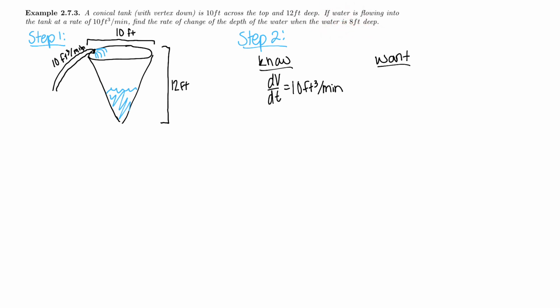So we need to label the depth of the water. The depth of the water would be this distance here. I'm going to call that distance h, the height of the water. So we want to know the change in the depth of the water, the height of the water, when the water is 8 feet deep. So we want dh/dt when the height of the water is 8 feet.